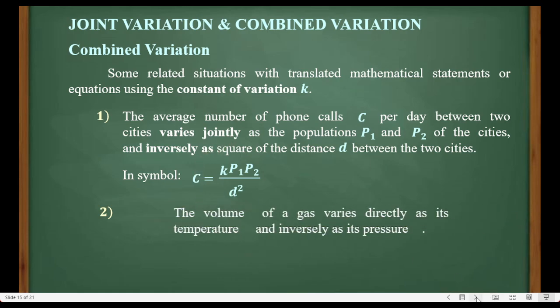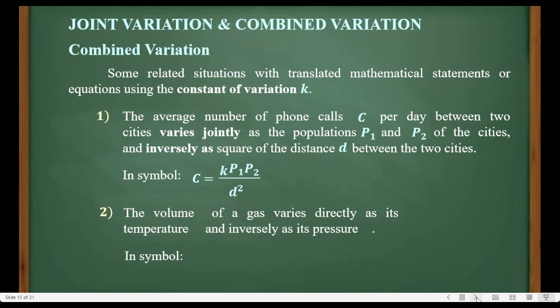Next, the volume of a gas, which is denoted by capital letter V, varies directly as its temperature and inversely as its pressure P. And this is the translation.